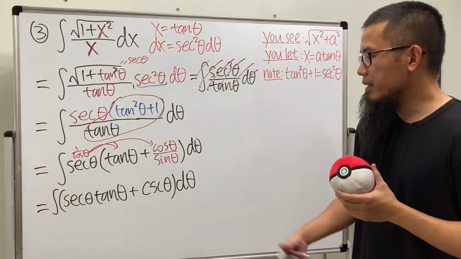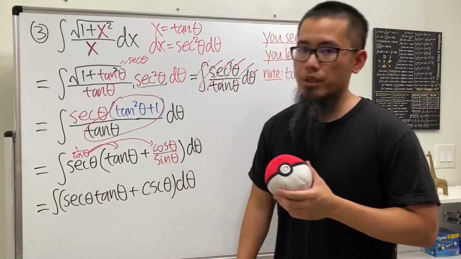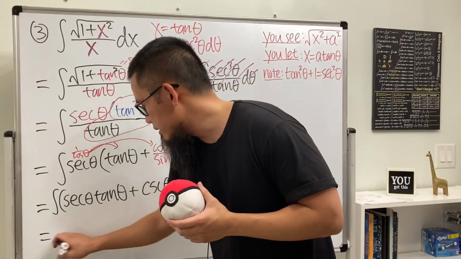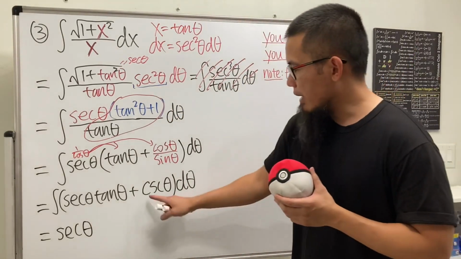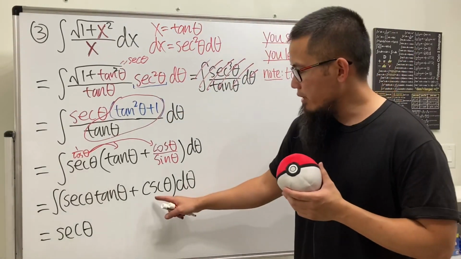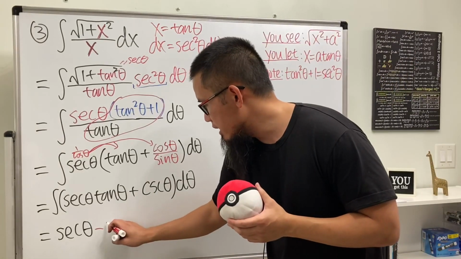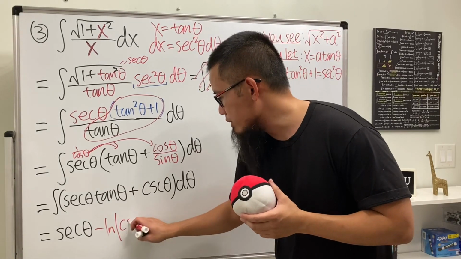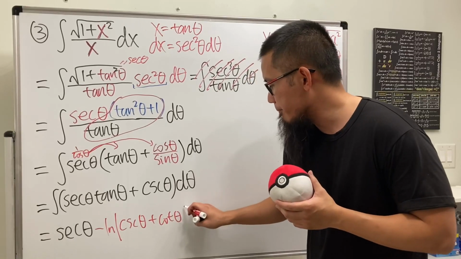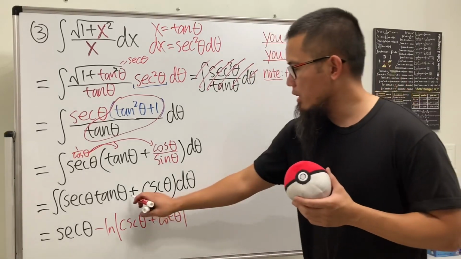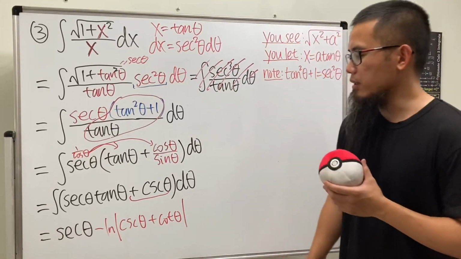But anyway, this is pretty much the prep work that we'll be doing, right? And now we can integrate this pretty easily because that's just secant theta, and we are done. But for this, well, the integral of cosecant theta, I will be using this answer, namely negative ln absolute value cosecant theta plus cotangent theta. All right, so this gives us that. You guys can check out other video for this if you guys need to.